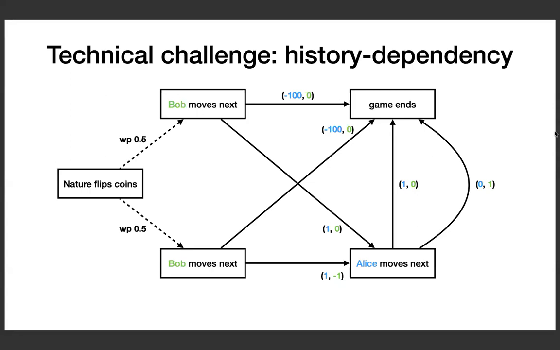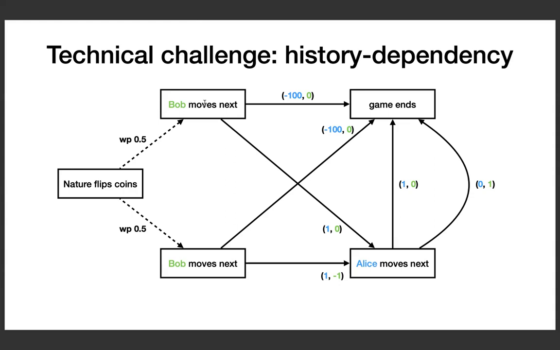Okay, so before actually explaining the algorithm, let me try to explain why it's hard to design an algorithm for equilibrium computation in these games. The main challenge is history dependency, and I'll show that in this example. Initially, we are in the leftmost state where nature flips coins and generates randomness. With probability 0.5, we go to the top node, and with probability 0.5, we go to the bottom node.